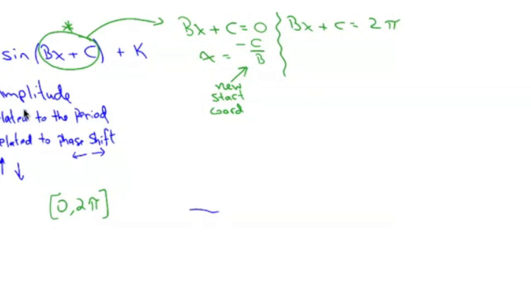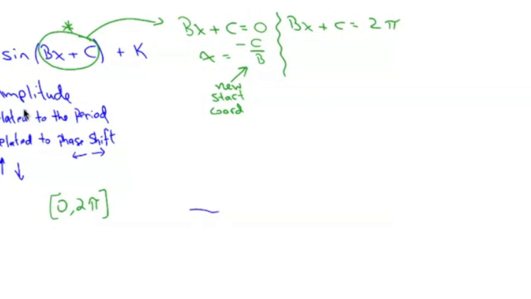So the other one, the one that goes up and down, k, it doesn't affect it at all? It doesn't affect anything at all. It just moves the entire graph up and down. All right, so this just gives us the new start coordinate. It has nothing to do with the period. So this one must have the period built into it.